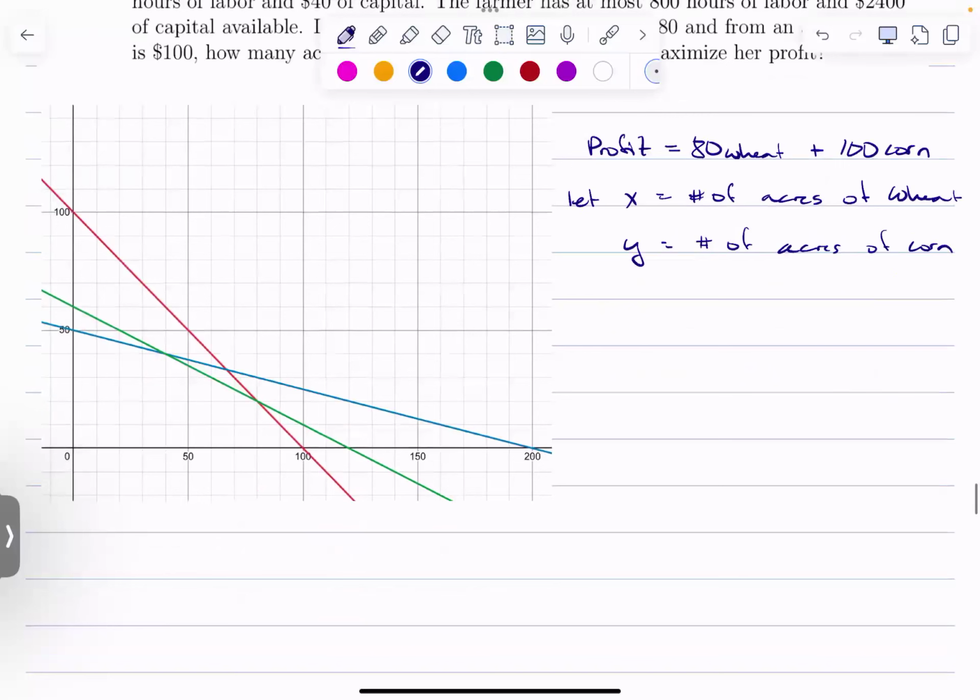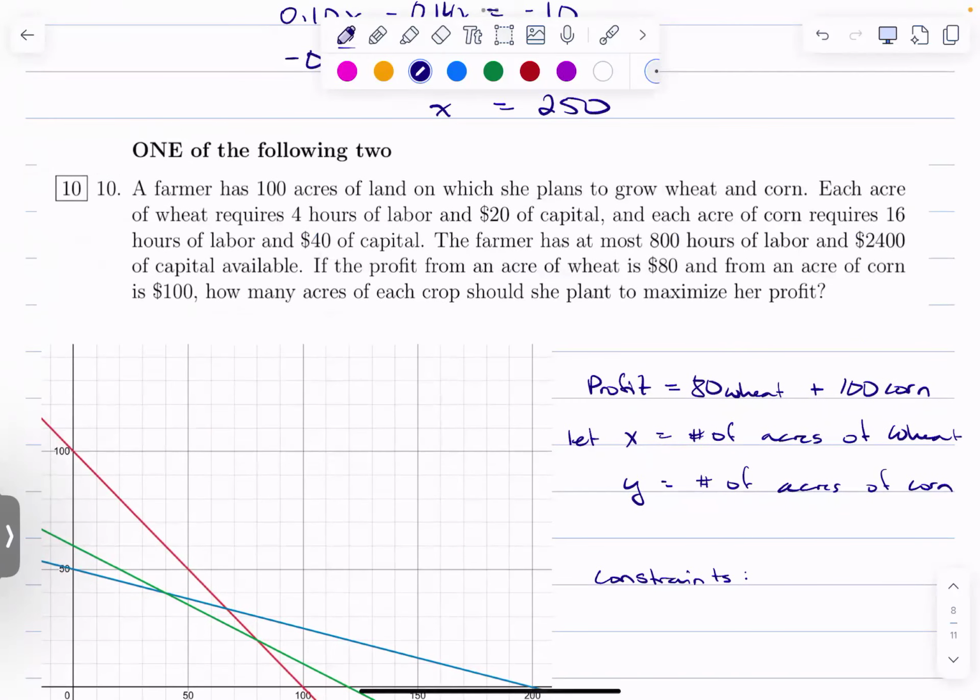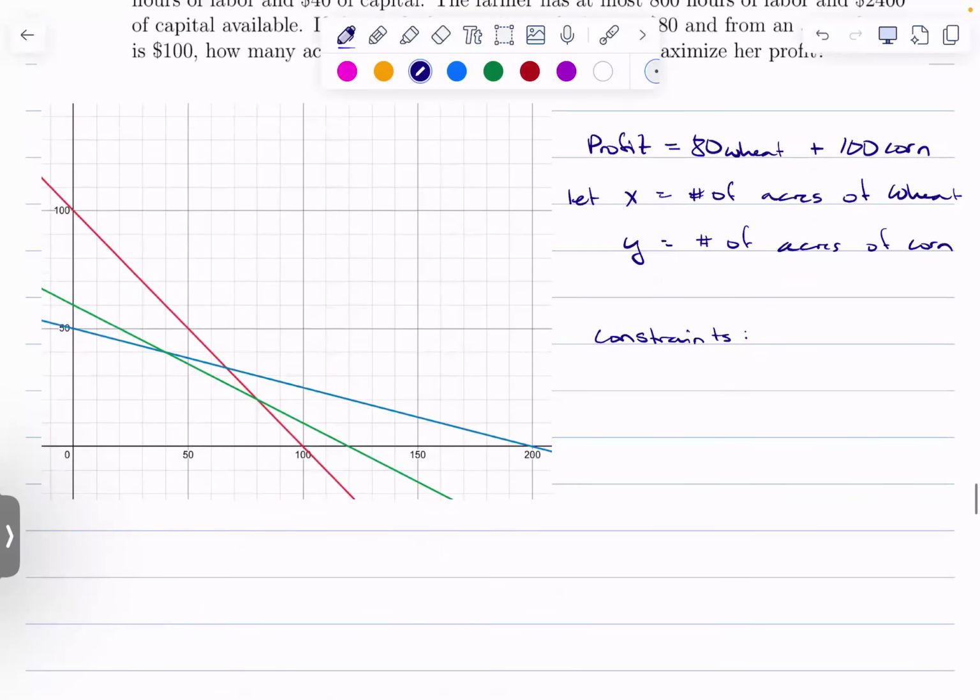So then I need my constraints. What are my constraints in this case? She only has 100 acres of land. Don't forget about that. And so the total x plus y has to be less than or equal to 100. She can use less than the 100 acres if she wants to, but that's probably not going to maximize profit.